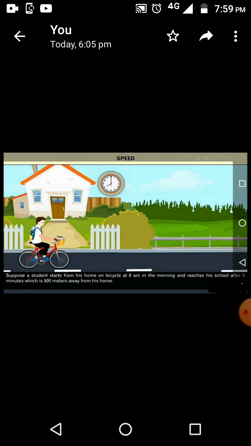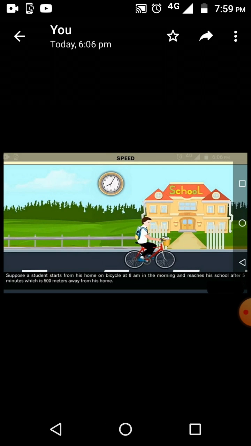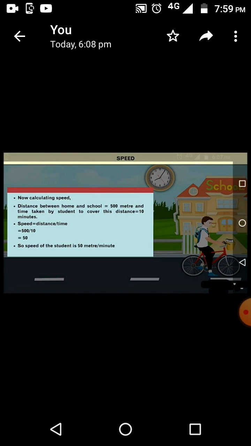Suppose a student starts from his home on bicycle at 8 a.m. in the morning and reaches his school, which is 500 meters away from his home. Now, calculating speed, distance between home and school is equal to 500 meter and time taken by the student to cover this distance is equal to 10 minutes. Then speed is equal to distance upon time is equal to 500 upon 10, then 50. So speed of the student is 50 meter per minute.